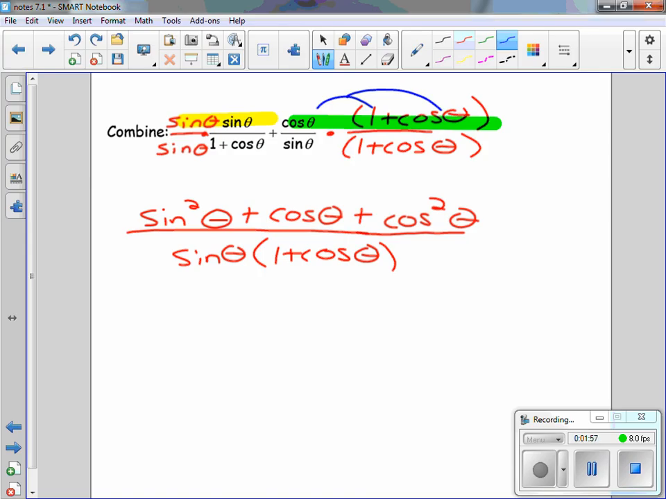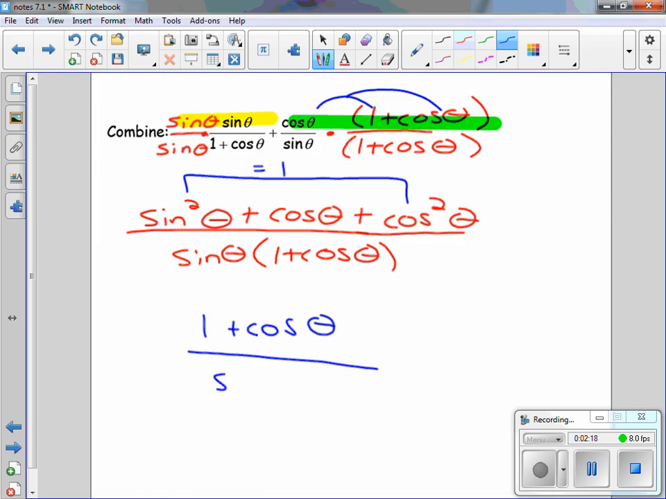And as we look at that numerator, we have a sine squared, we have a cosine, and another cosine squared. So what we can actually do is combine the sine squared and the cosine squared, and sine squared plus cosine squared is equal to 1. So that equals 1. So now in our numerator, we have 1 plus cosine theta. And in our denominator, we have sine theta times 1 plus cosine theta.